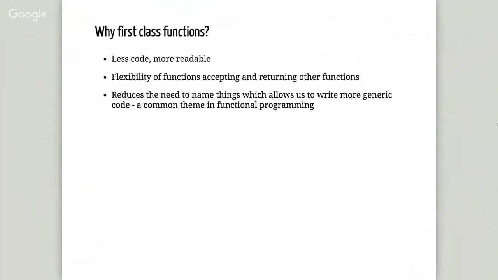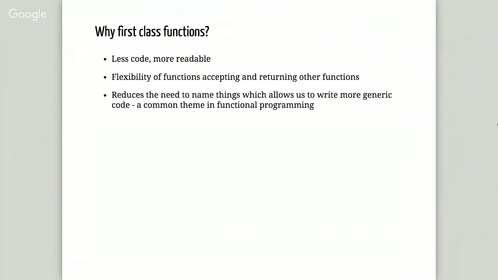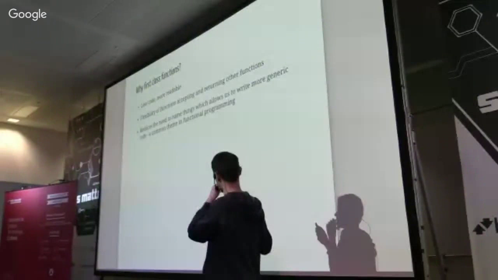So like this obviously gives us less code, it's potentially more readable, and functions which can accept and return functions gives us quite a lot of flexibility in making our program behave in interesting ways. And it also reduces the need to name things. So like in this example, I've got this intermediate variable called password, whereas when I use the function in a first-class way, that's gone. Which kind of allows us to write code in a more generic way. And this is a theme you see through quite a lot of functional programming stuff, is like writing generic functions and using them in a way which makes them domain specific.